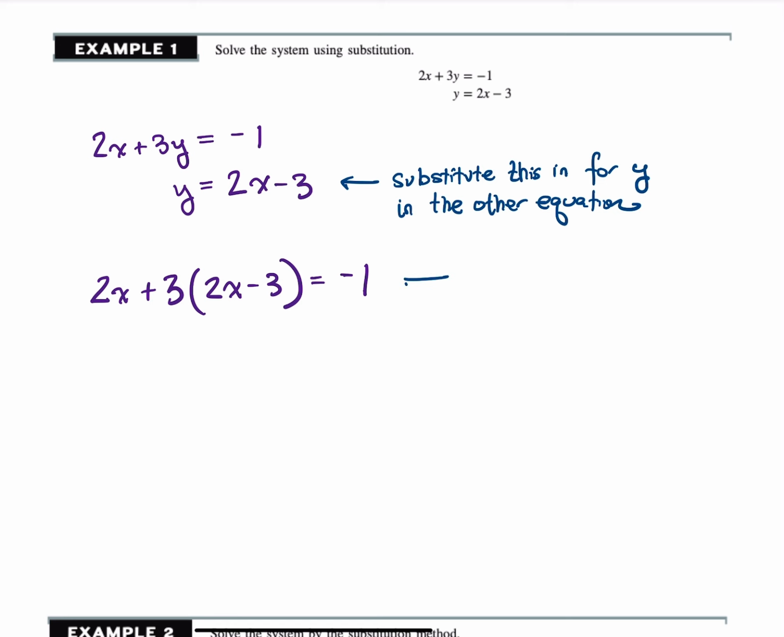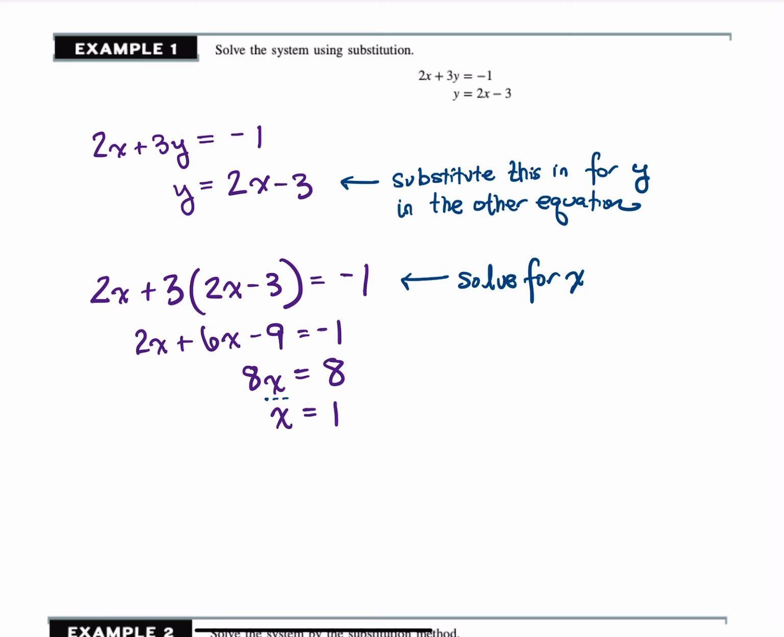Well, now we have an equation in one variable, so let's just solve this for x. So we will distribute the 3. So 2x plus 6x minus 9 equals -1. Then on the left side, 6x plus 2x is 8x, and then if we add the 9 over, we should get a positive 8 on the right side. So divide both sides by 8, and we get that x is equal to +1. We've solved for one of our variables. We have an x value of that point of intersection.